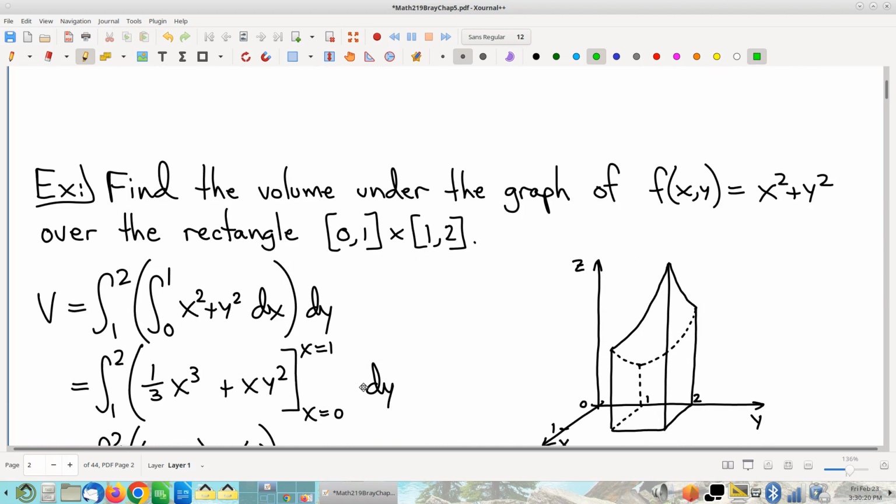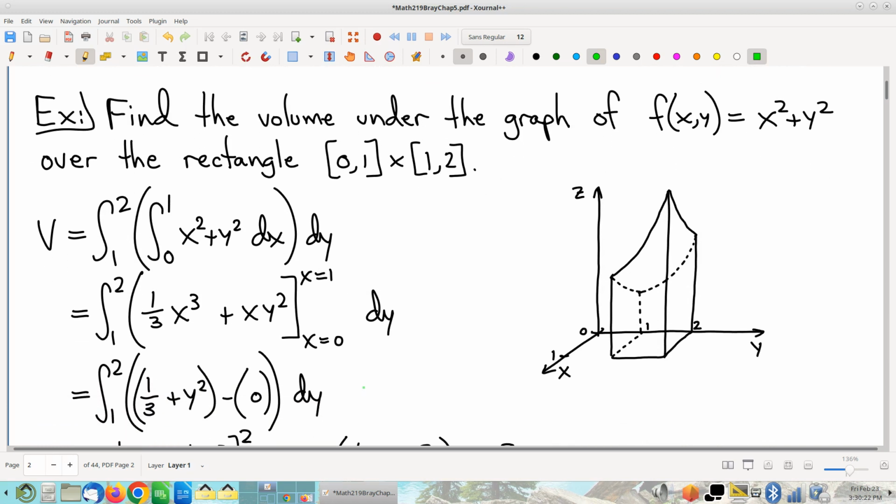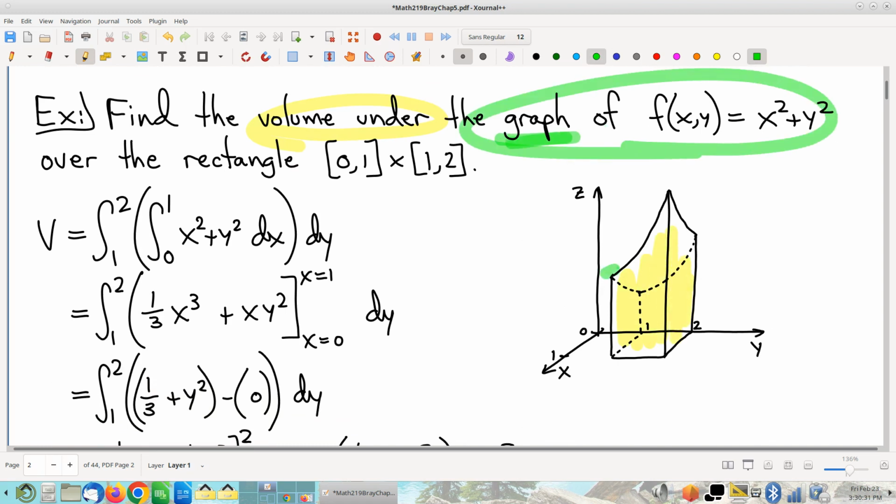Let's see an example. We're going to compute the volume under the graph of that function, which is going to be a paraboloid. And if you think through the part of the paraboloid that we're interested in there, it would look something vaguely like that.